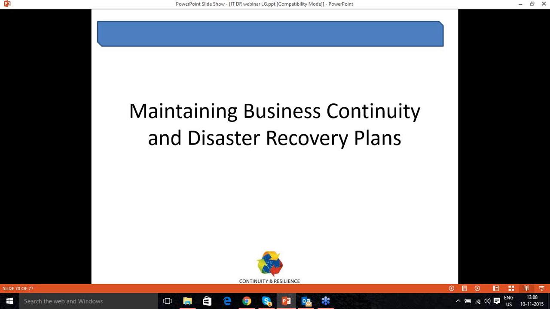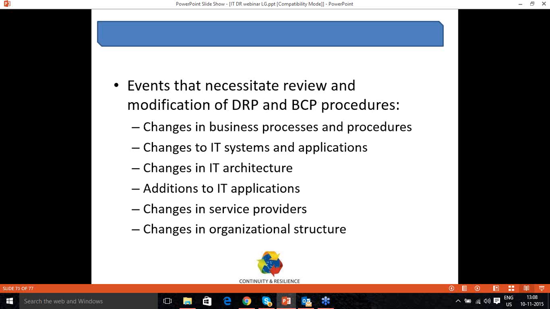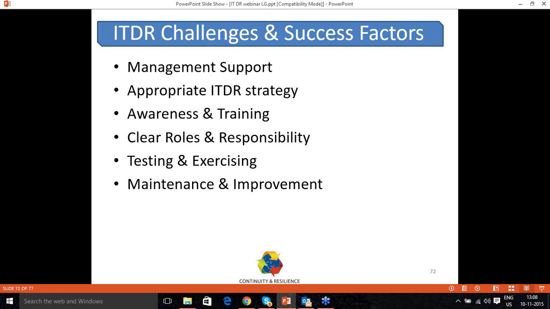How do I maintain my disaster recovery plan? Why do I need to maintain my disaster recovery plan? There are business changes, there are product changes, there are environment changes, technology changes, people change, service providers change. So I need to keep on updating my disaster recovery plan. I need to keep on maintaining it.